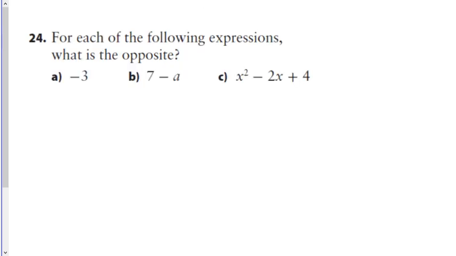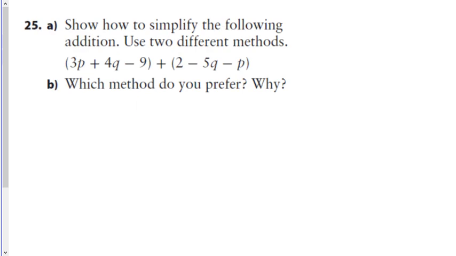It would be a wonderful test question. For each of the following, what's the opposite? Piece of cake. Negative 7 plus a, negative x squared plus 2x minus 4. That is about the easiest question you'll get if you have that on your test. Question 25.